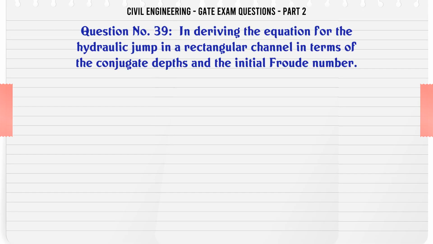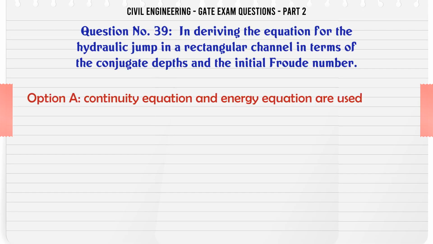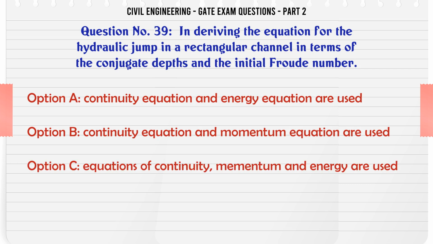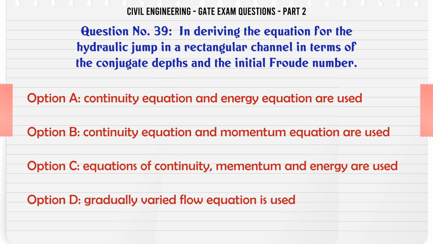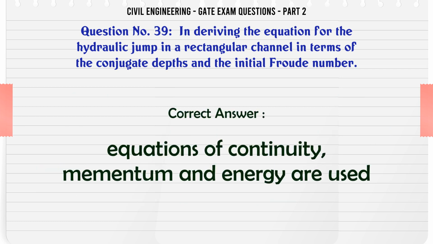In deriving the equation for the hydraulic jump in a rectangular channel in terms of the conjugate depths and the initial Froude number, A. Continuity equation and energy equation are used. B. Continuity equation and momentum equation are used. C. Equations of continuity, momentum and energy are used. D. Gradually varied flow equation is used. The correct answer is equations of continuity, momentum and energy are used.